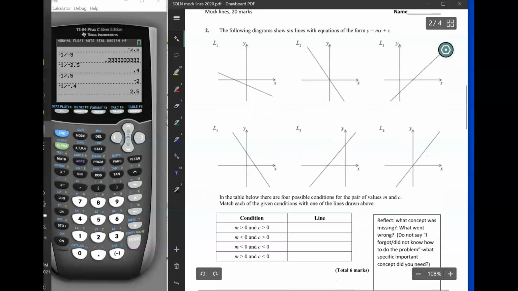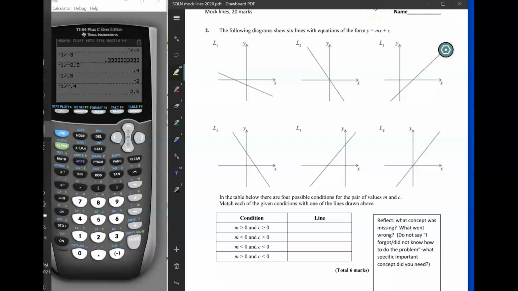Number 2, the following diagram shows 6 lines with the equation of the form y equals mx plus c, and they are all just diagrams with no numbers on them. You might say, how am I supposed to know what the equation of these lines are if there's no numbers? But let's take a look at that. So remember that the m and the c here each have a significance if you look at a graph, because m is the gradient and c is the y-intercept. So we can see, depending on the value of m and c, which of these pictures an equation corresponds to.